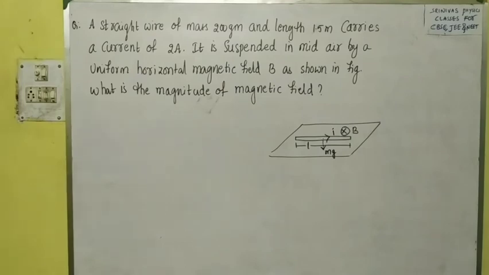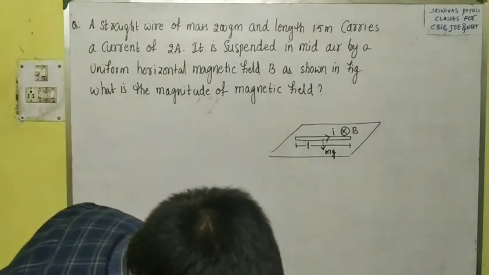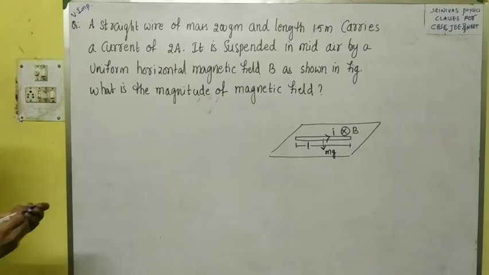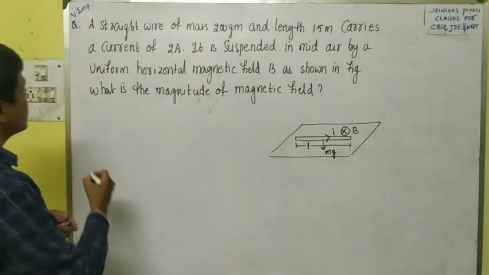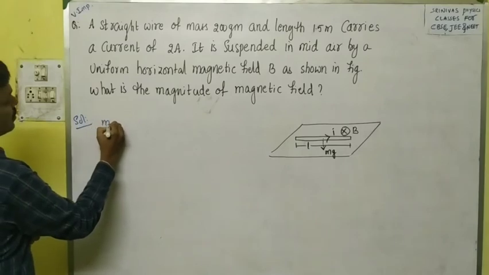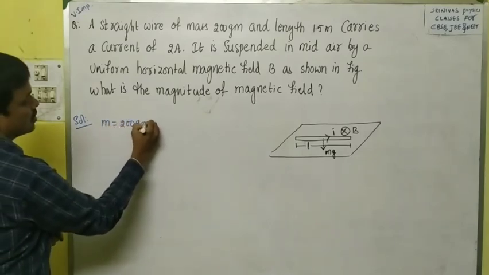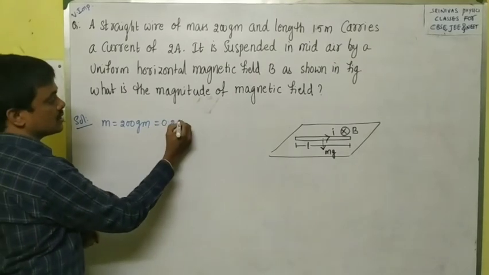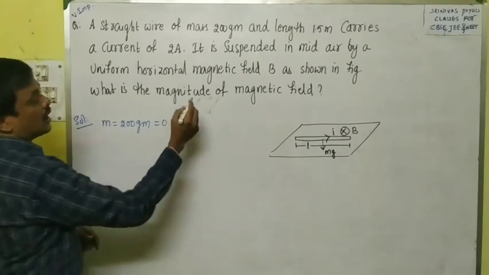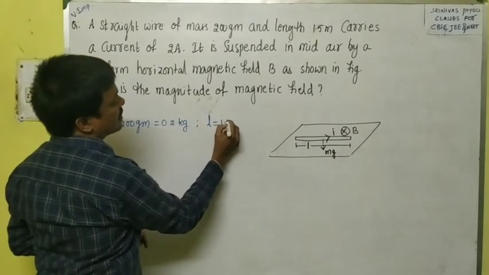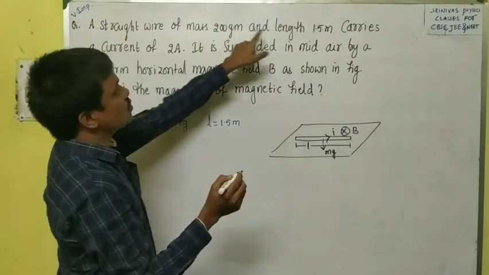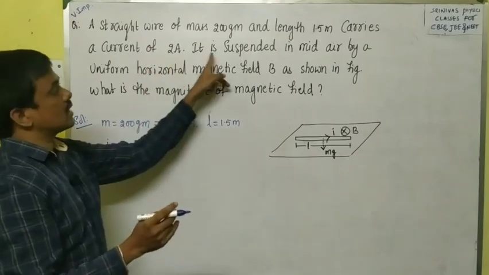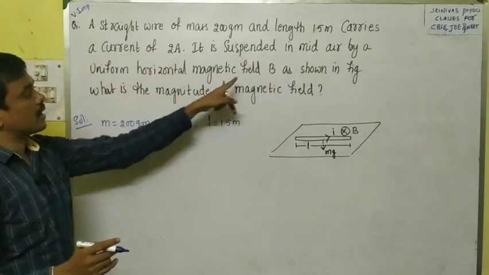Look at here, this is our question and it is a very important question. Now try for the solution for this. Okay, the question is that a straight wire of mass 200 gram. Solution. What did they give here? Mass they gave 200 gram. You convert this into kg, 0.2 kg. You divide by 1000, right? You will get 0.2 kg. And length they gave was 1.5 meters, length of conductor. It carries current of 2 amperes. It is suspended in mid-air by a uniform horizontal magnetic field.